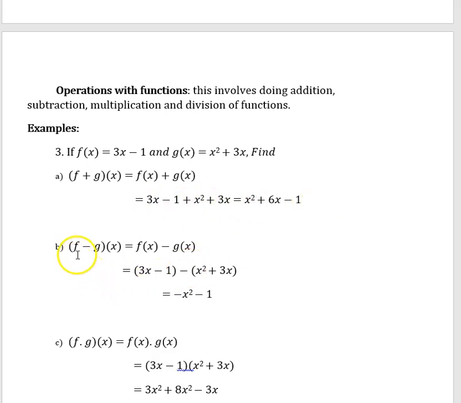The B one talks about the subtraction operation. Open the bracket, you're going to have f of x minus g of x. The f of x is 3x minus 1 minus, you need to put that in brackets because you're dealing with a negative sign. And then when you open the bracket and collect like terms, you're going to have minus x squared minus 1.